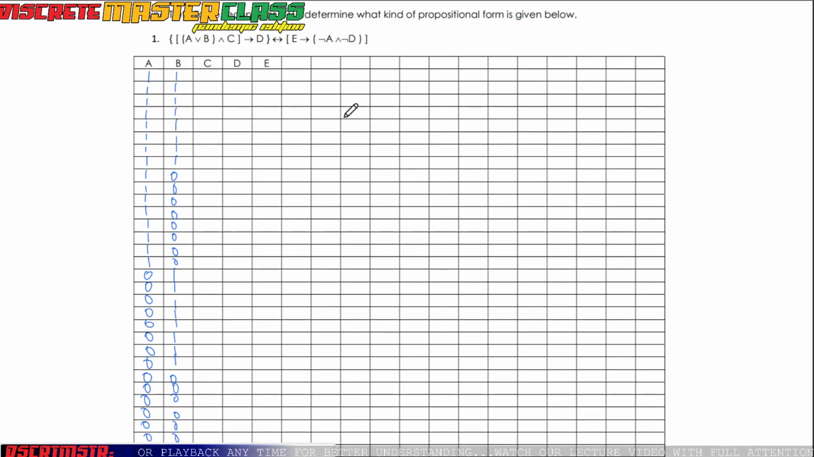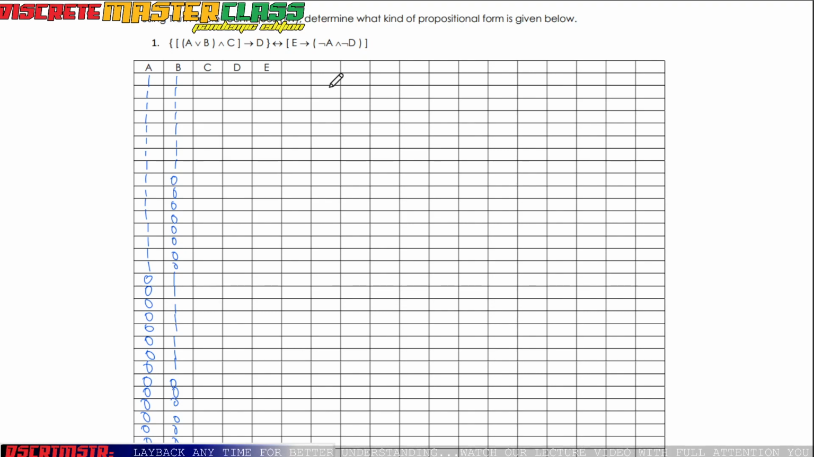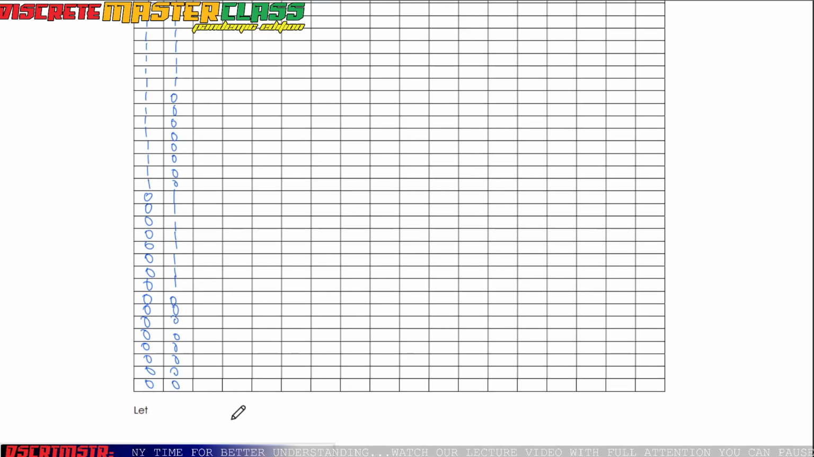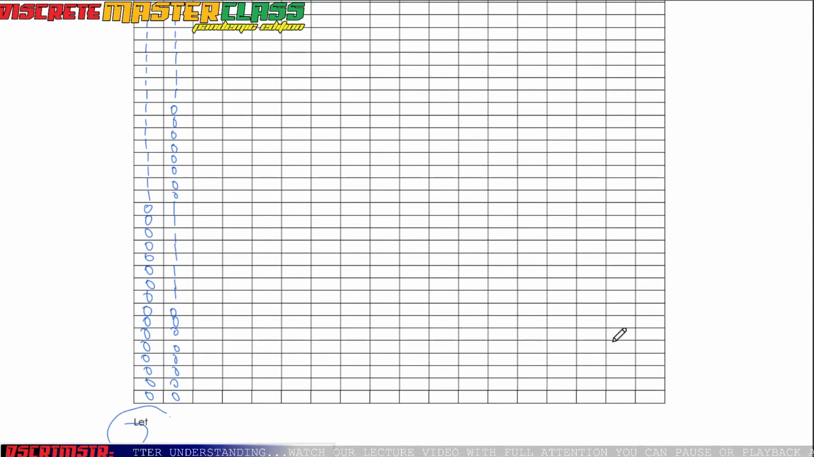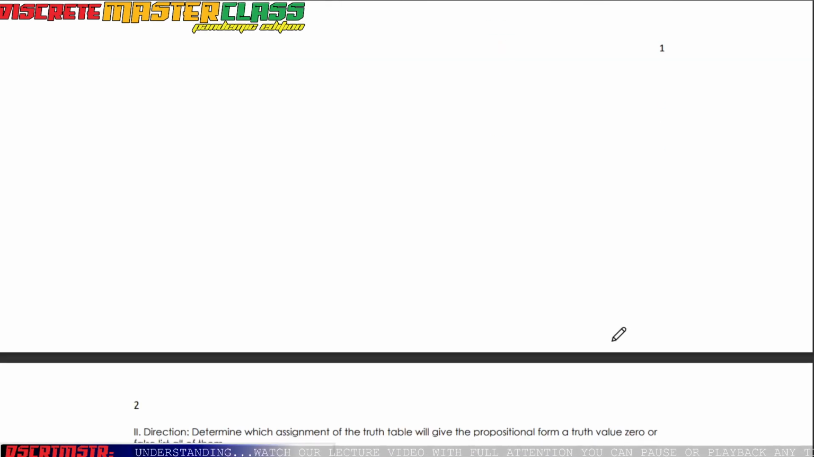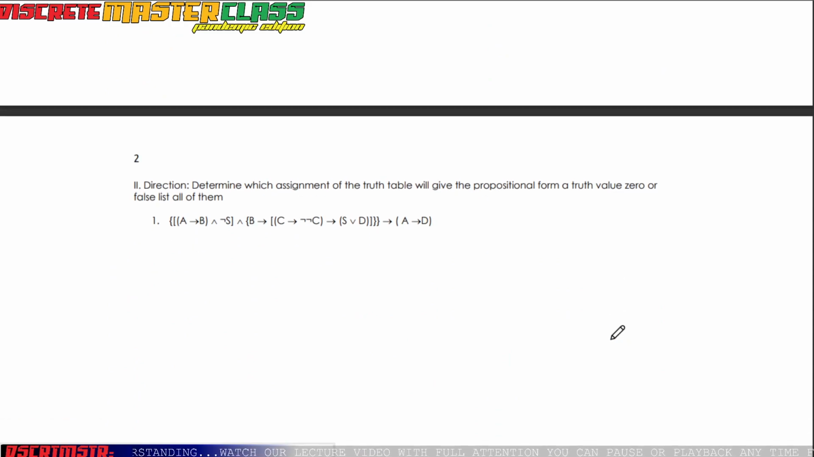Okay? So, kapag hindi kasya sa heading yung inyong proposition na isusulat, use this let. Alam mo nang gamitin yan. At the end, you can determine what kind of proposition is given to you. Now, for the second part, page number 2, direction: determine which assignment of the truth table will give the propositional form a truth value 0 or false. List all of them.